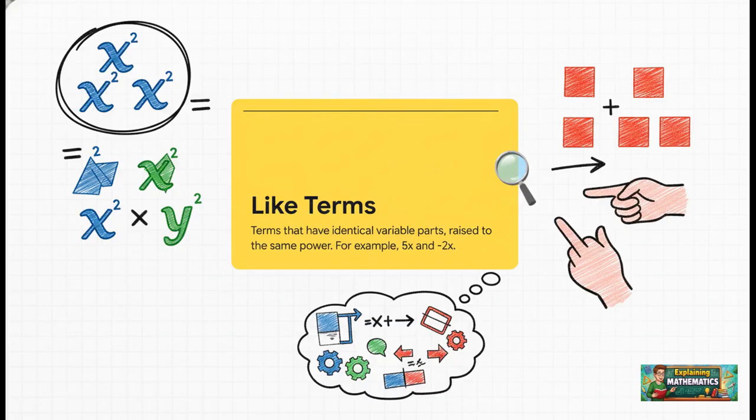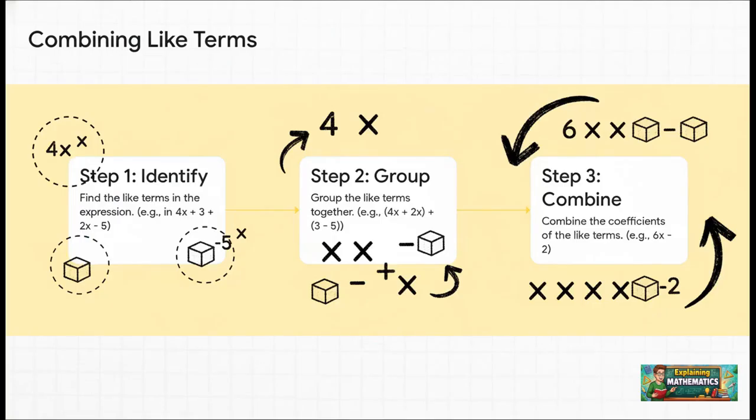So 5x and -2x, they're like terms. But 5x and 3y? Nope, not alike. And combining them is really just a straightforward three-step process. Step 1, you spot the terms that match. Sort your apples from your oranges. Step 2, you group them together.